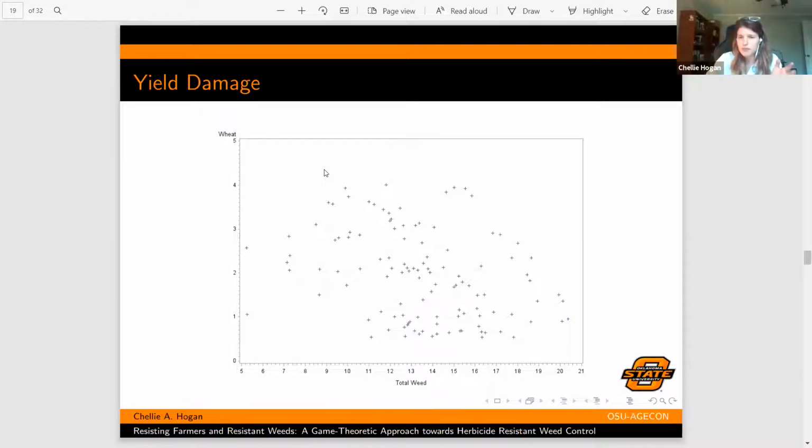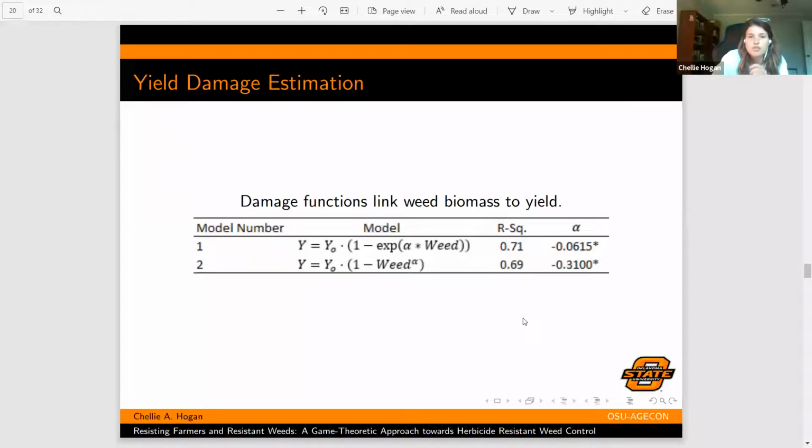And so this is just a simple scatter plot. Wheat biomass is on your y-axis, weed biomass is on your x-axis. From this scatter plot, it looks like maybe an exponential function. It might have a little curve downward. So there are two functions that I tried to estimate for these damage functions. The first is an exponential function, and the second is a power function. And so I've included the specifications.